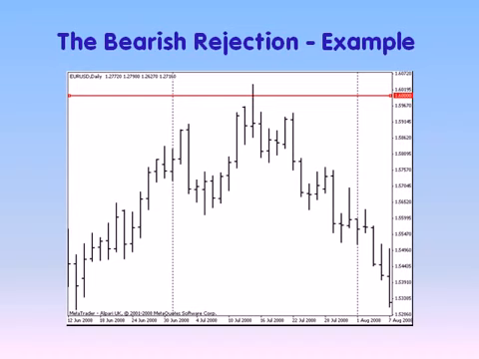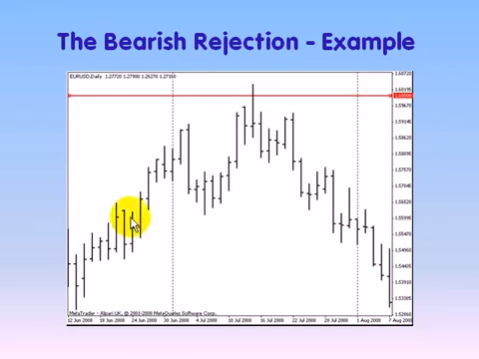In our second example, we have the Euro US dollar daily chart to demonstrate that this occurs on all time frames and in fact all liquid markets. Prices rally up again to an area of resistance, in this case the 1.6 level, 1.60000. You don't get much more round number than that.